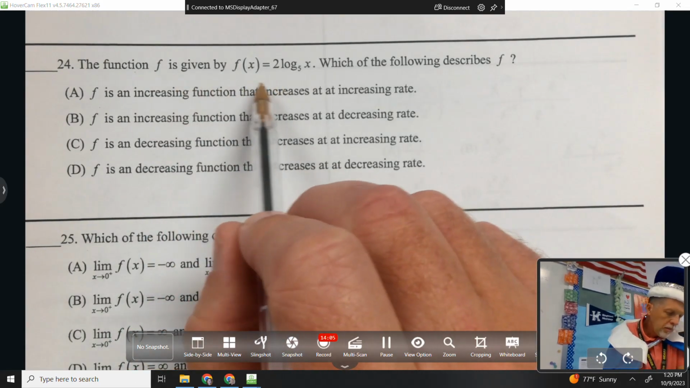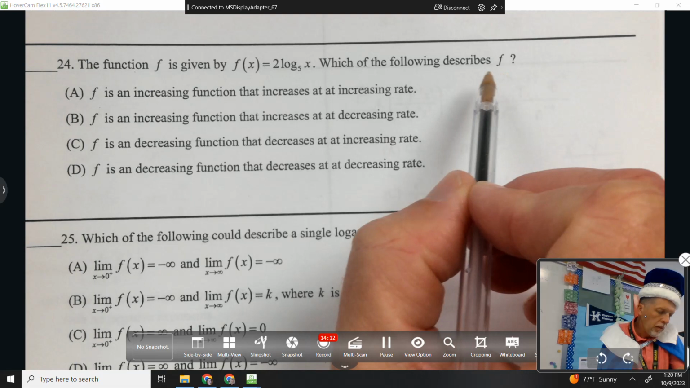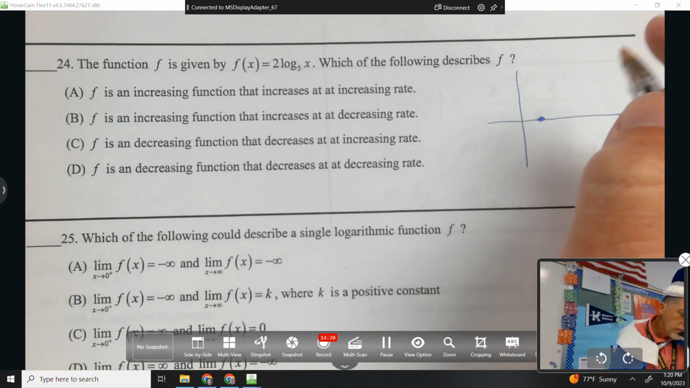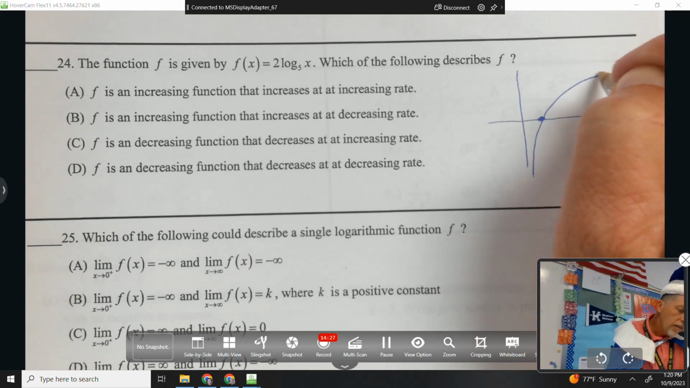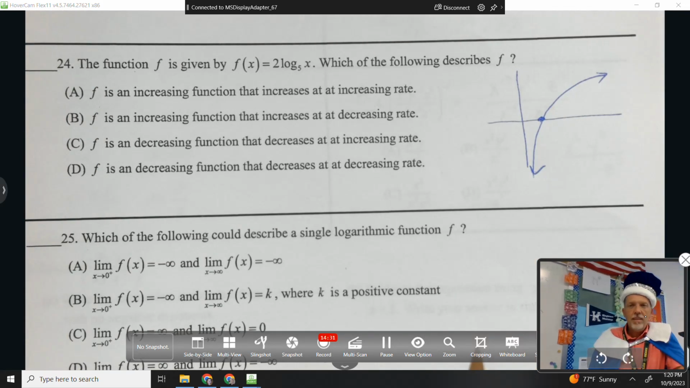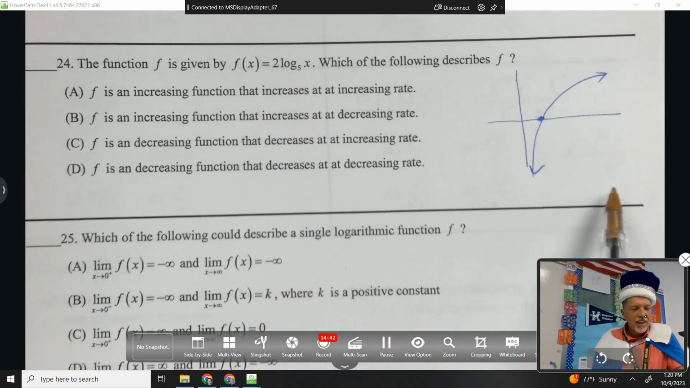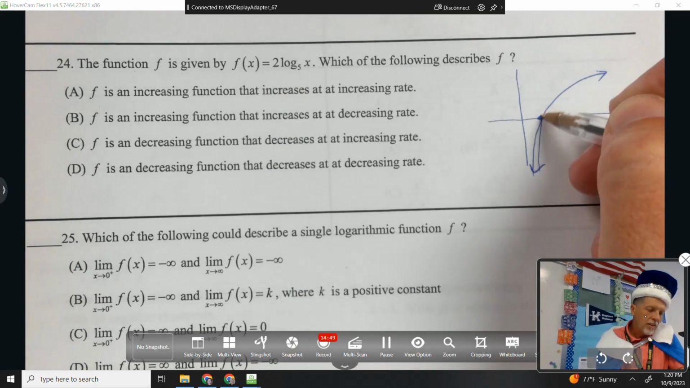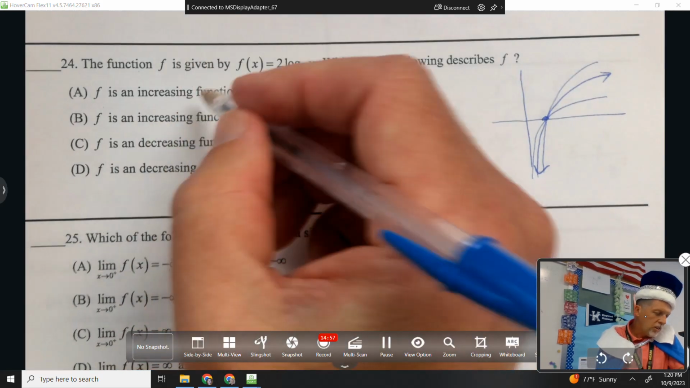The function f is given by 2 log base 5 of x. Which of the following describes f? Well, I know what a log graph looks like. If I plug in 1, I get 0, because log of 1 is 0. So I know it looks like that. I'd have to be careful about the 2 and the 5 if I wanted more detail. But I look at my answer choices, and it's all about increasing and decreasing. So the 2 and the 5 just change how steep this is. I don't think it matters. Maybe it's more like this or more like this, but those all have the same basic shape. So it's an increasing function.